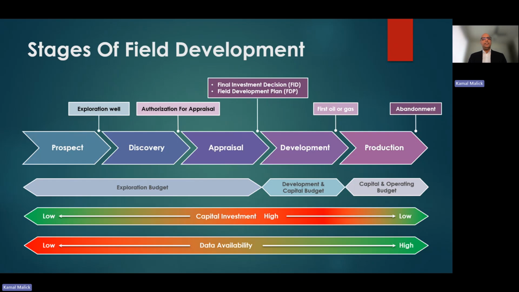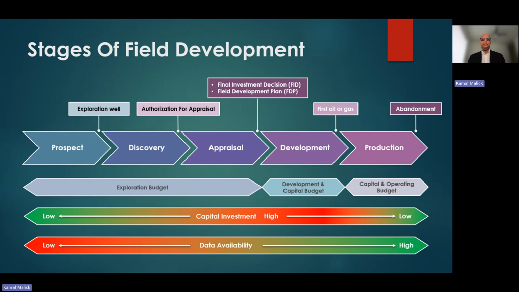There are 5 different stages of field development planning. A typical oil or gas field goes from prospect to discovery to appraisal to development and production. As part of this course, we will look at each individual stage in more detail and some of the key uncertainties and decisions that must be made in each individual stage.